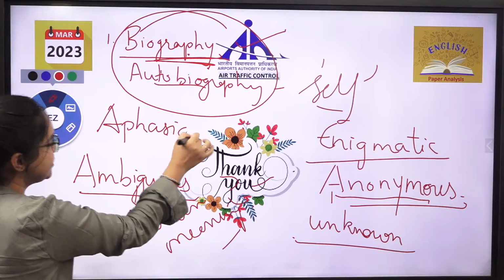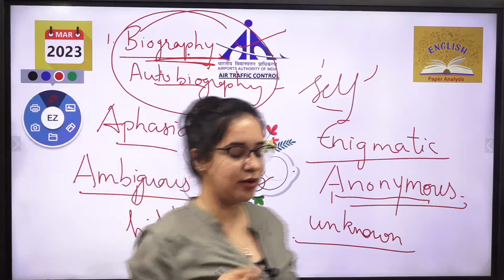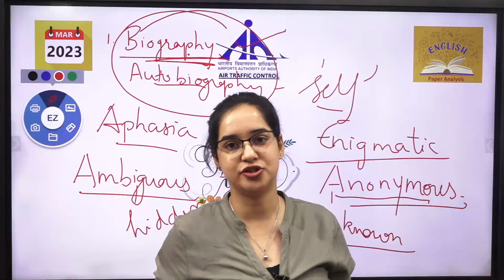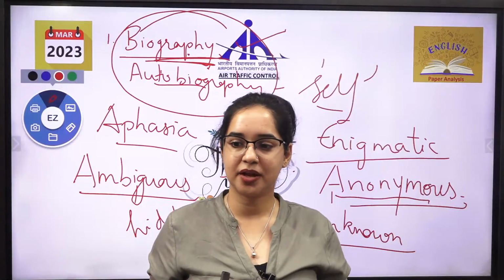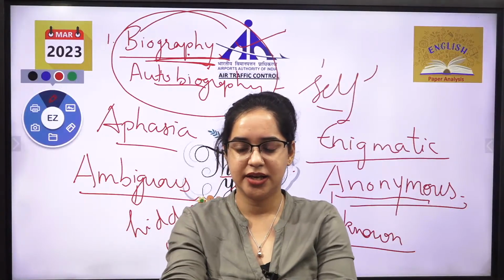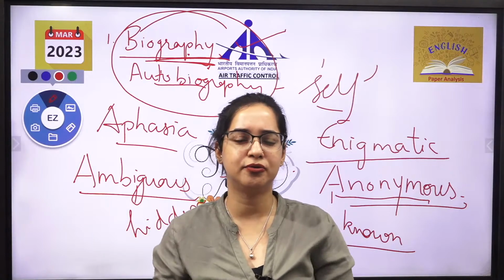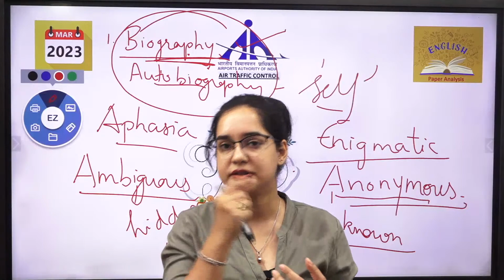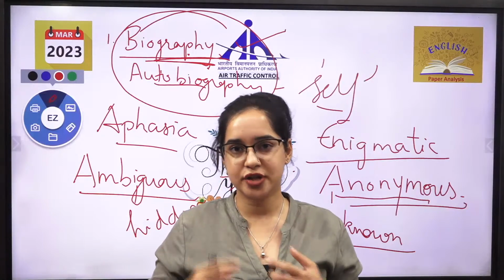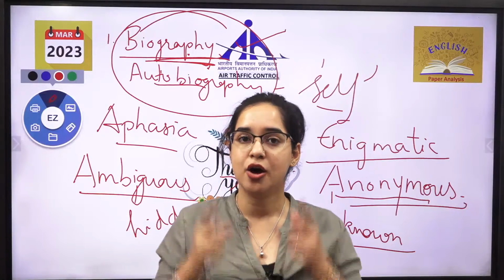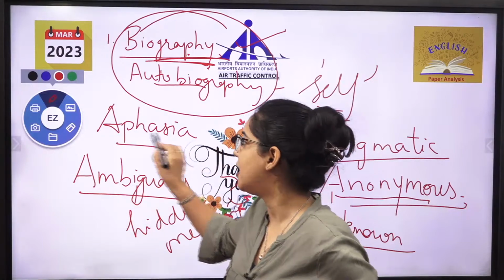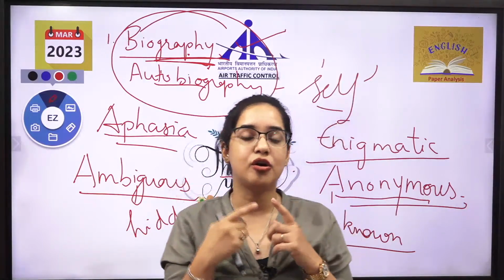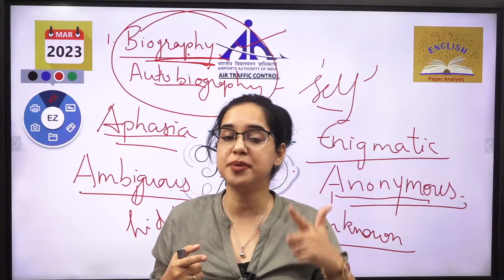Aphasia. There was a movie, I don't remember the name, of Govinda and Rani Mukherjee, where Govinda liked Rani Mukherjee and he lied to her that he was not able to speak, that he doesn't have a tongue, something like that. So he was not able to speak. उस पैटर्न को बोलते हैं aphasia. Aphasia is when you have a loss of speech, when you are not able to speak.